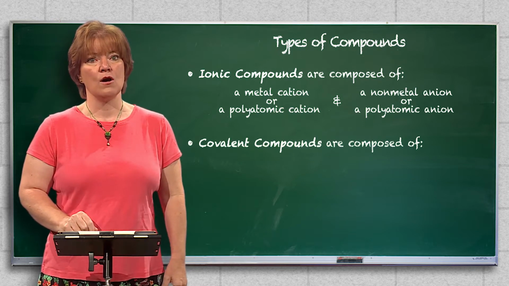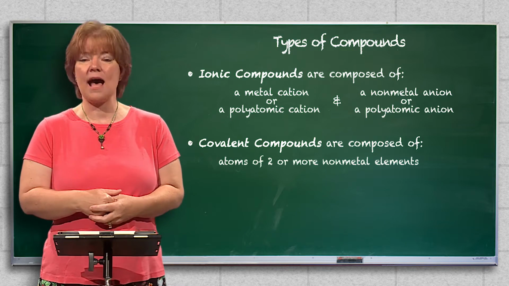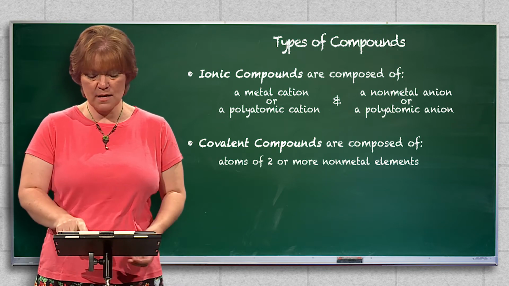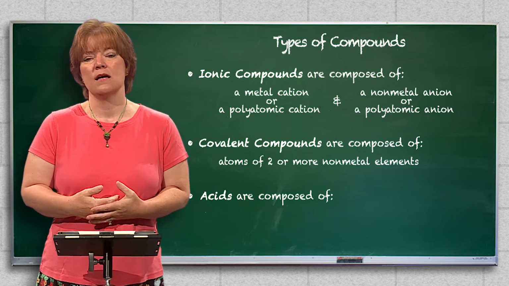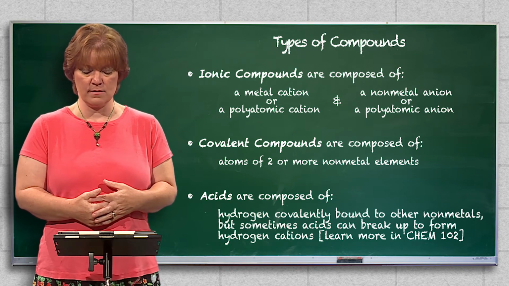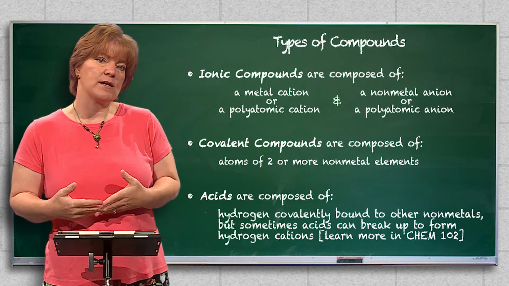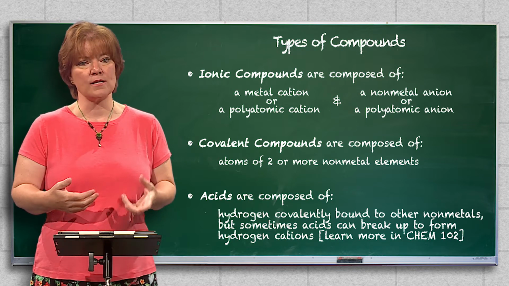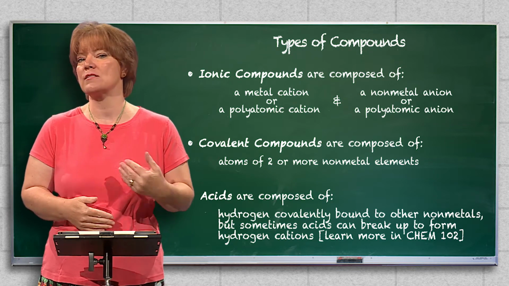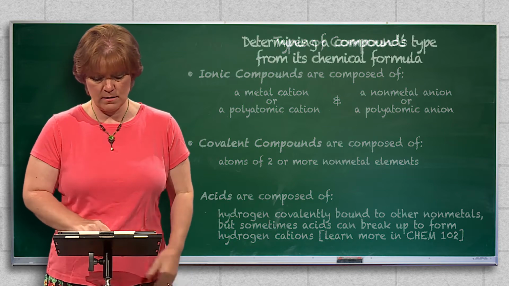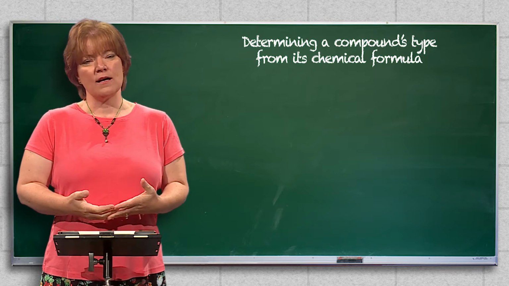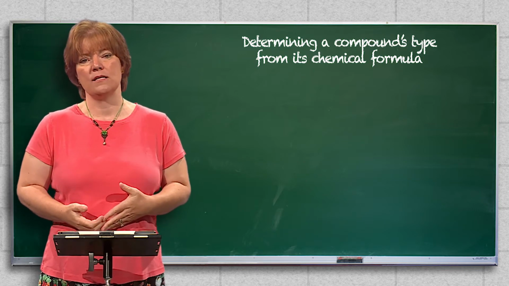Covalent compounds are compounds of two nonmetals, atoms of two or more nonmetal elements bonded together. The third type of compound we have is acids. And acids are composed of hydrogen covalently bound to other nonmetals, but sometimes acids break up to produce a hydrogen cation. We'll discuss more about that in Chemistry 102, but for now we just need to be able to recognize acids.